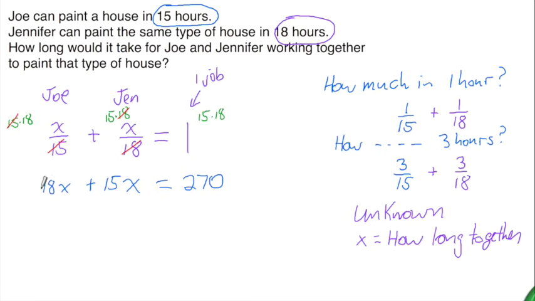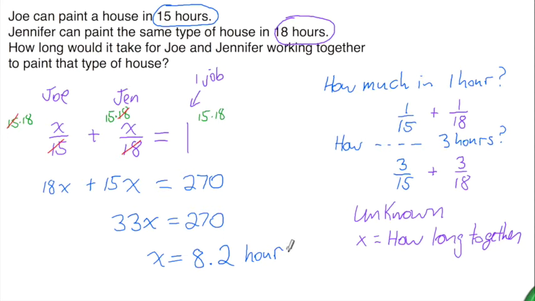So this is 33x is equal to 270. And then divide both sides by 33 to find that x is equal to 270 divided by 33, 8.2. Now x is how long together. So this would be 8.2 hours.